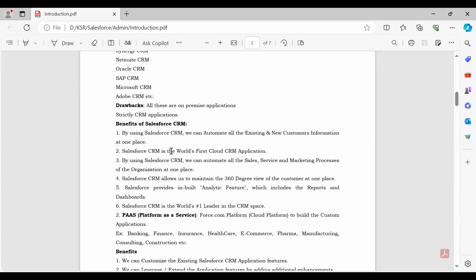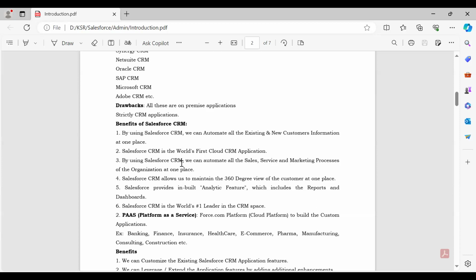Now, the second benefit. Salesforce CRM is the world's first cloud CRM application. So before Salesforce, we did not have any cloud-based CRM application. All the CRM applications we had were on-premise. Salesforce is the world's first cloud-based CRM application.